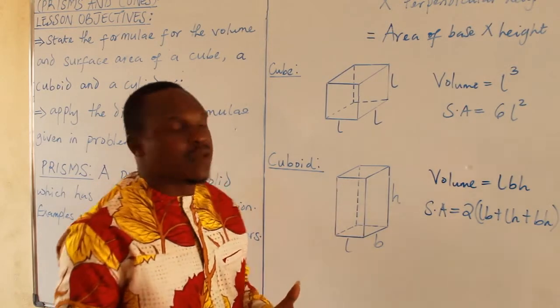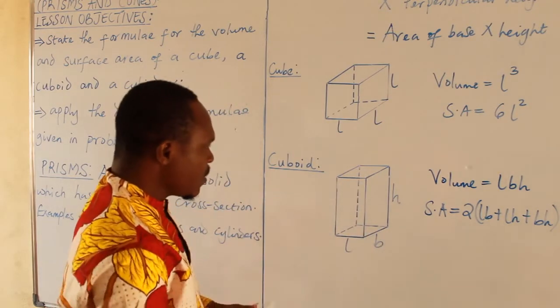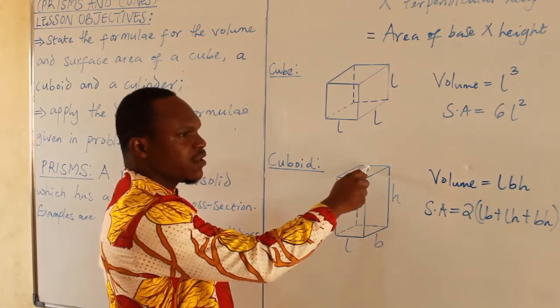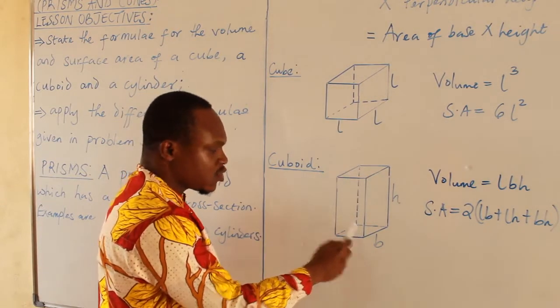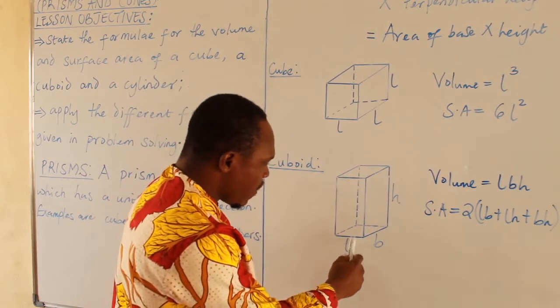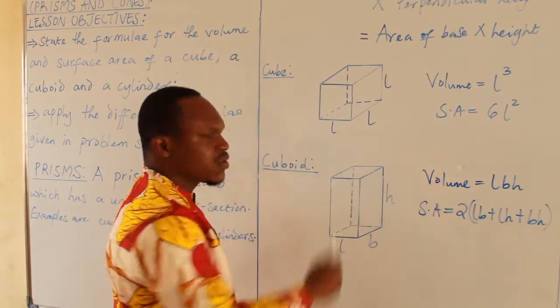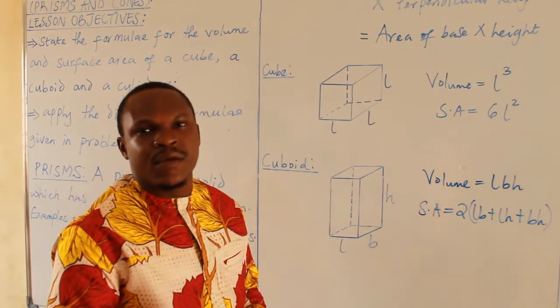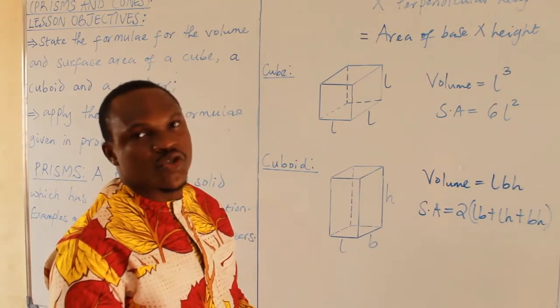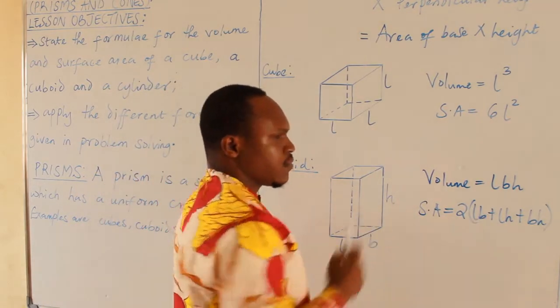And right now we're talking about the surface area of the cuboid. So this is part of the surface area of the cuboid, which is the top. The bottom is also part of the surface area of the cuboid. So if the area of the bottom is LB, and the area of the top is also LB, LB plus LB gives us 2LB. That's why we have 2 here into LB.